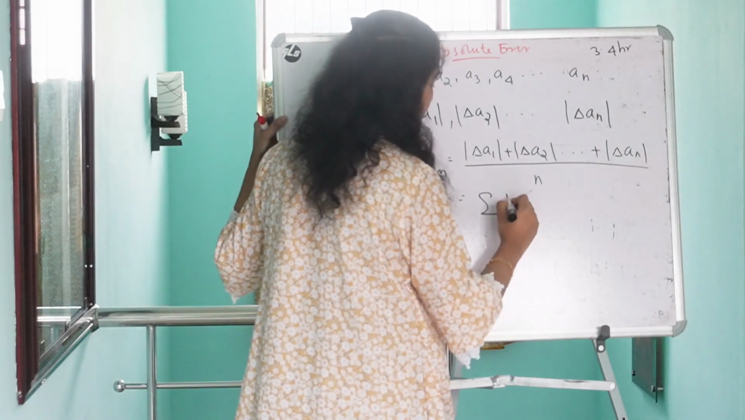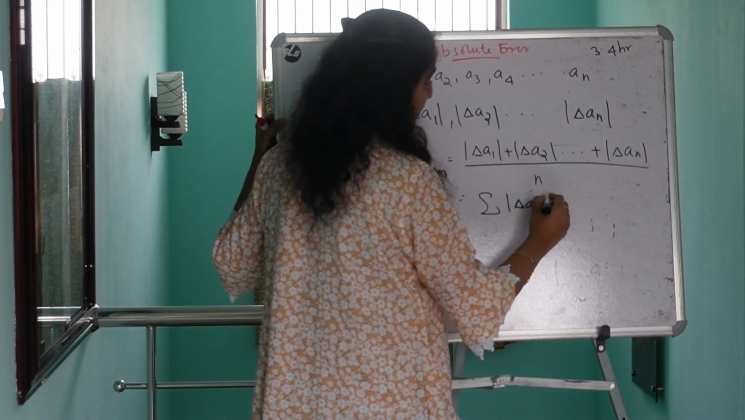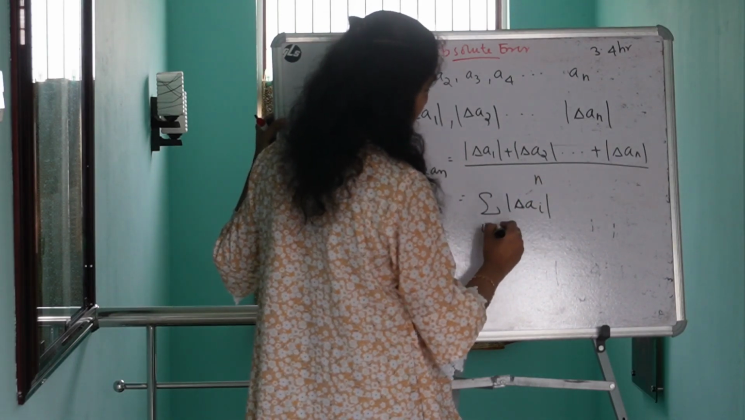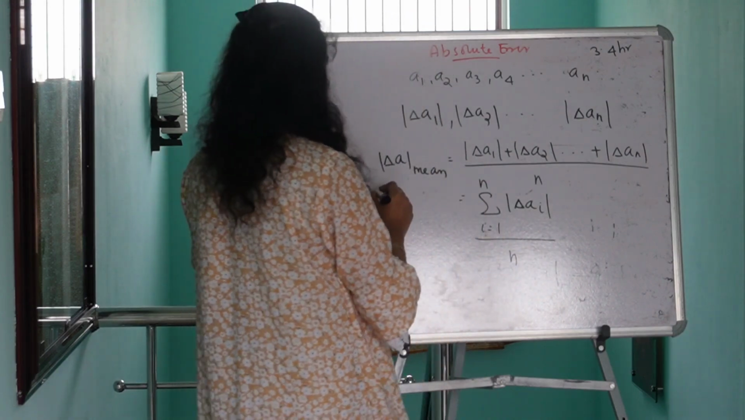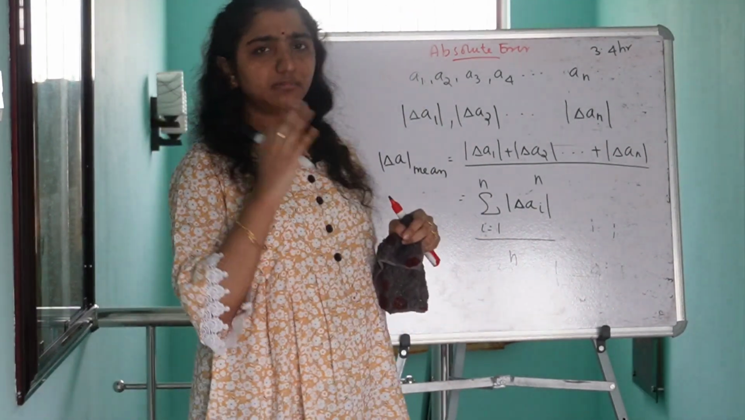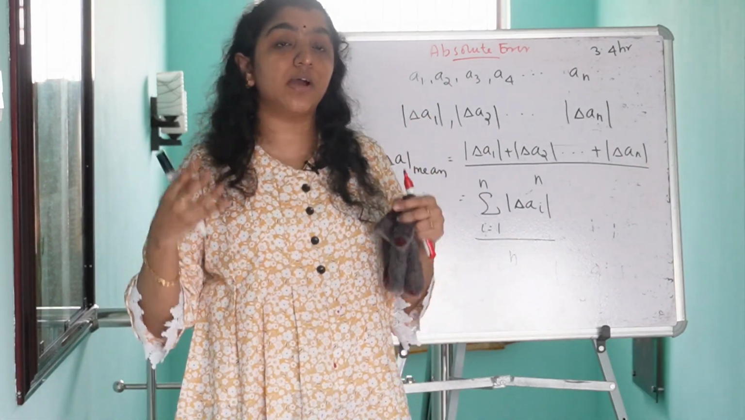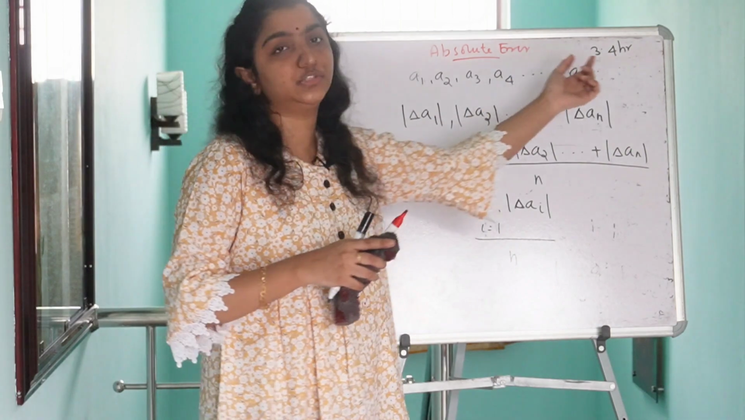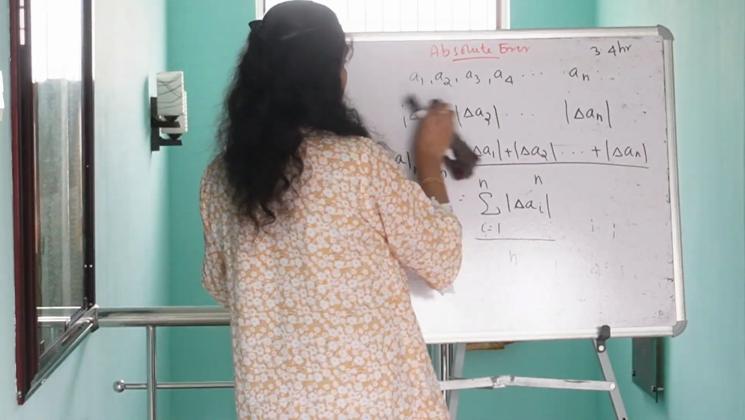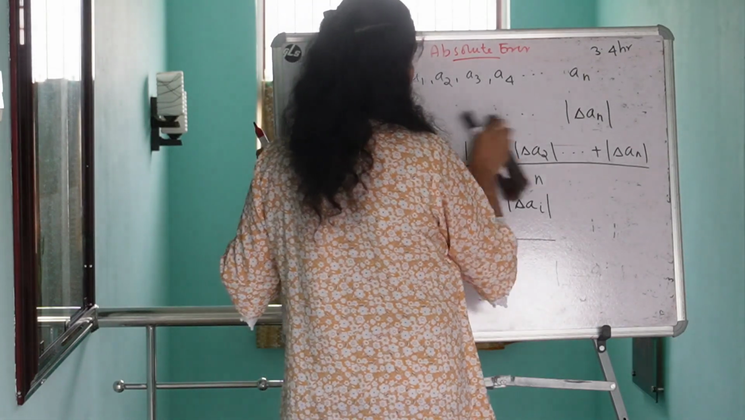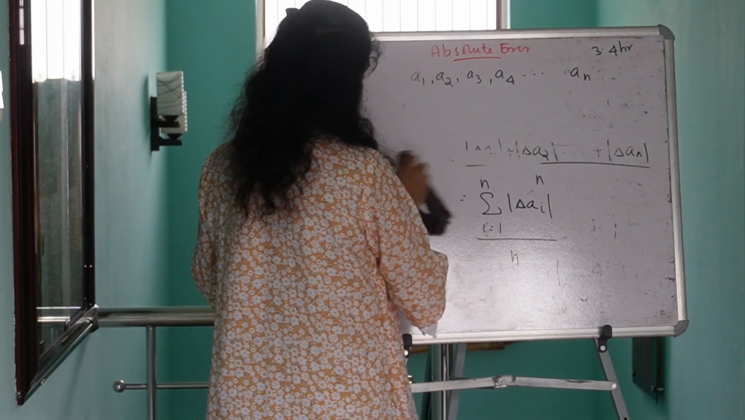We use the symbol sigma. Here, instead of writing numbers, I am using the generalized form, magnitude of del A i, where i is equal to 1 to n, divided by n. Is it clear? So what is mean absolute error? Mean absolute error is the average value, or the mean value, of all the individual absolute errors. Is it clear? Yes. So now let's see an example, and then let's move on to the next topic, relative error.